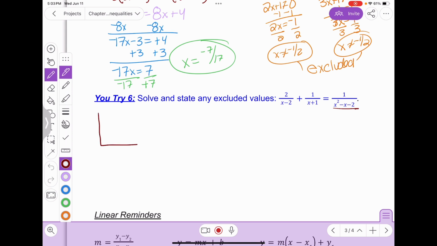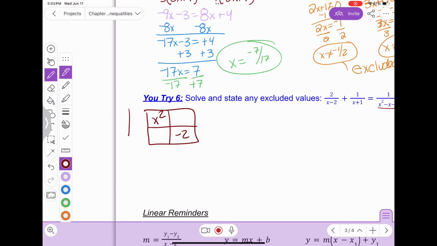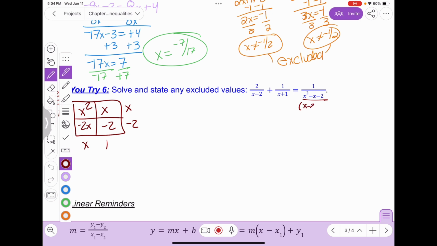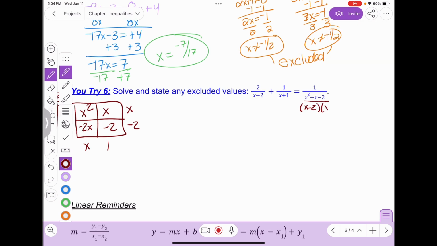All right, so if we factor x squared minus x minus 2, 1 times negative 2 is negative 2. So you either have 2 and negative 1 or negative 2 and 1. To get negative 1, you have negative 2x and x. So this is x, this is negative 2, this is x, this is 1. So this is the same as x minus 2, x plus 1, which you may notice are the same as these ones. So we just have to multiply by both of those. So x minus 2, x plus 1.